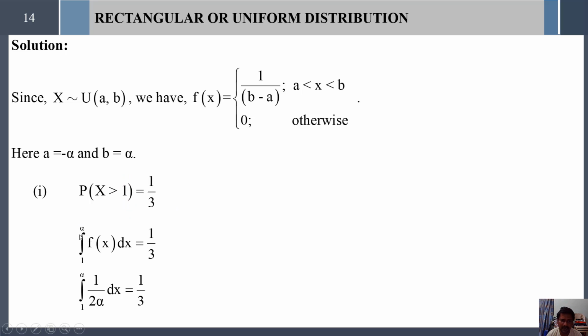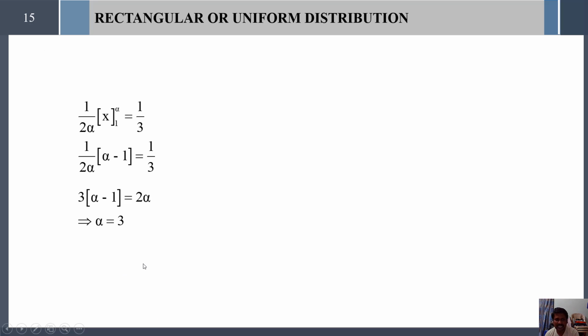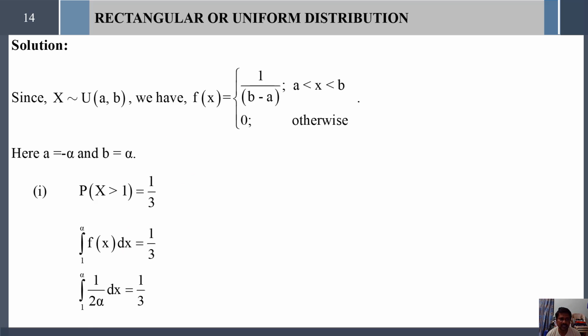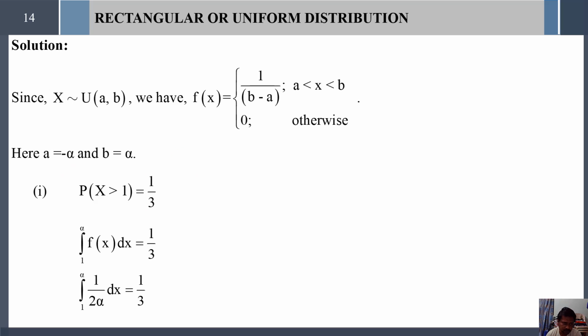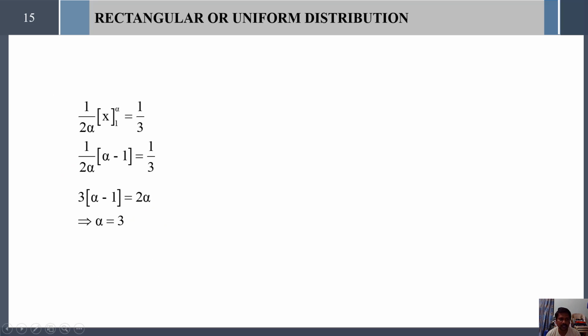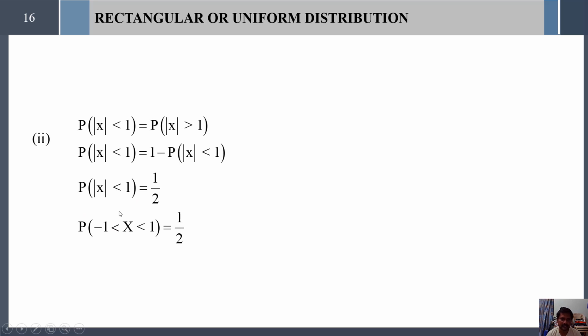So integral 1 to alpha of f of x dx, where f of x equals 1 divided by 2 alpha, dx equals 1 by 3, as we are given. Integrating this factor we get 1 divided by alpha, substituting the limits alpha minus 1, and solving this algebraically, we get alpha equal to 3. That's all. So for the first condition, we get alpha equal to 3.